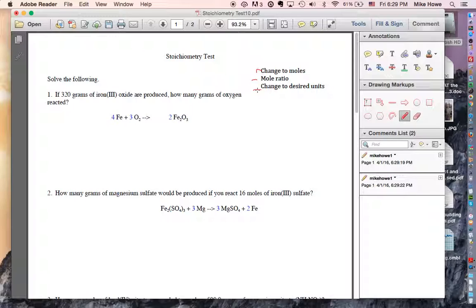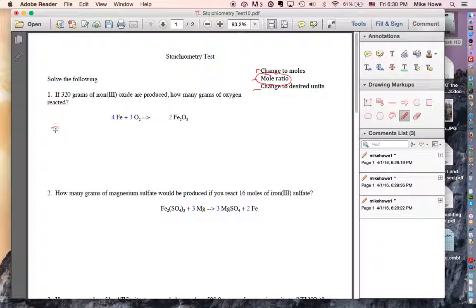Just a quick word about why you need to change to moles. Every single problem in stoichiometry will use the mole ratio. But before you can use a mole ratio, you need to find out how many moles of what you're working with, because moles measure numbers of things. The mole ratio deals with numbers of things. So in a chemical equation, the coefficients tell you relationships between numbers of things. So 4 react with 3, 8 would react with 6, 12 would react with 9, and so on.